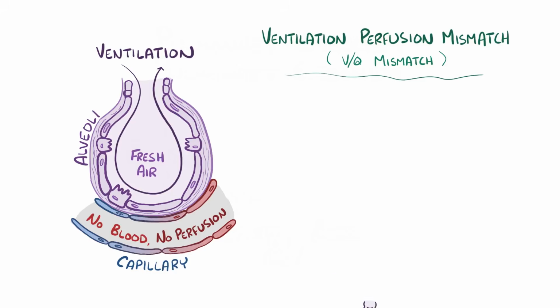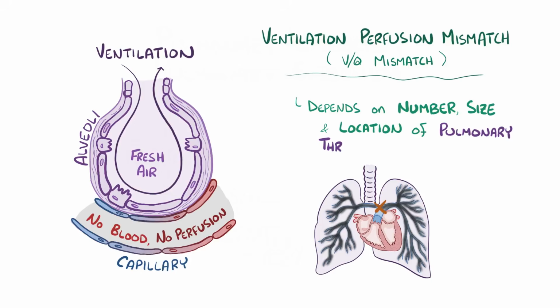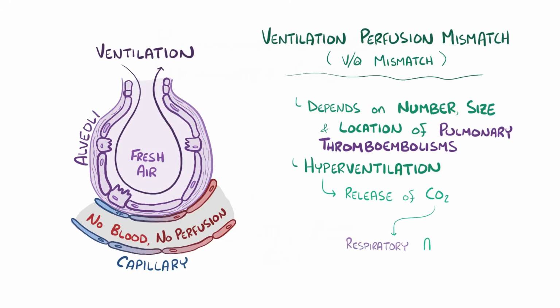The amount of the VQ mismatch ultimately depends on the number, size, and location of the pulmonary thromboembolisms, which tells us the amount of lung tissue that's being denied blood flow. A physiologic response to all this is hyperventilation. When that happens, the body starts to rapidly release carbon dioxide, and that causes a respiratory alkalosis, which is a shift in the blood acid-base equilibrium, resulting in an elevated blood pH.